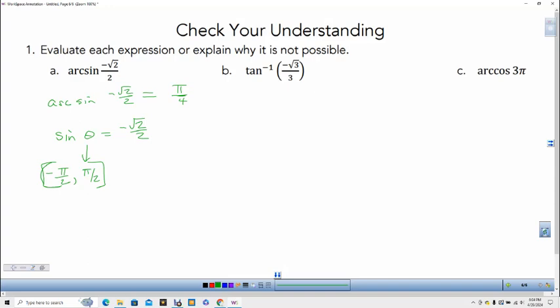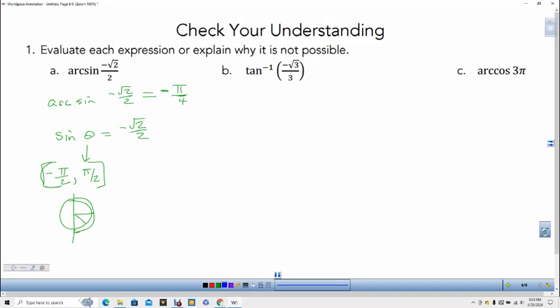Well, if we had the sine of positive pi over 4, that's going to give us a positive square root of 2 over 2. But remember, we're dealing with quadrants 4 and 1, and in quadrant 4 down here, we're going to have a sine value, a y value, that's negative. So it's going to be negative pi over 4. And guys, that's really all there is to it. If you know your unit circle, it's real easy to play backwards.